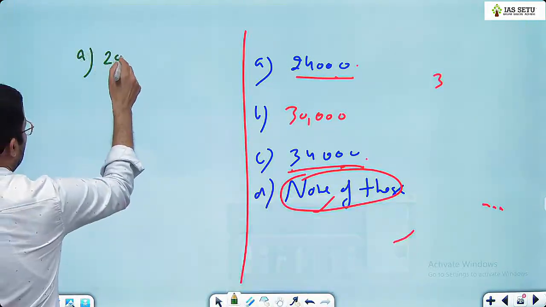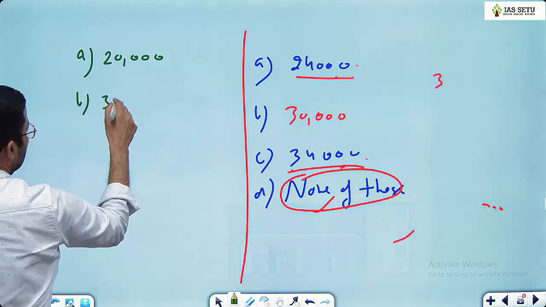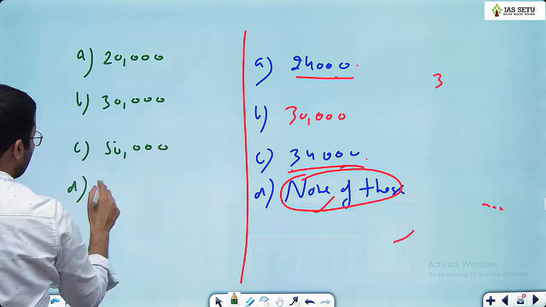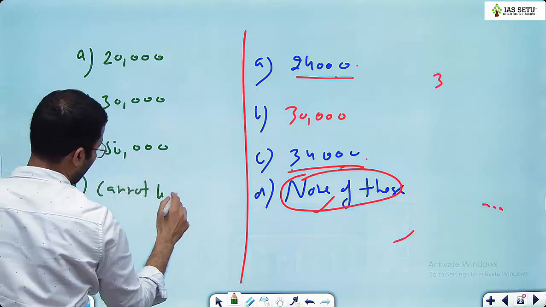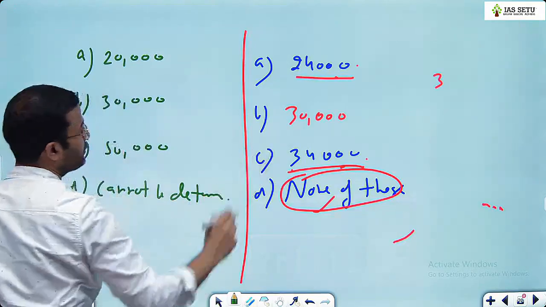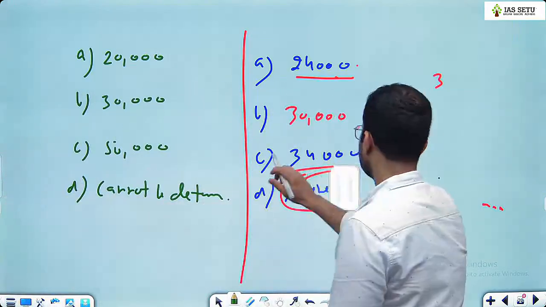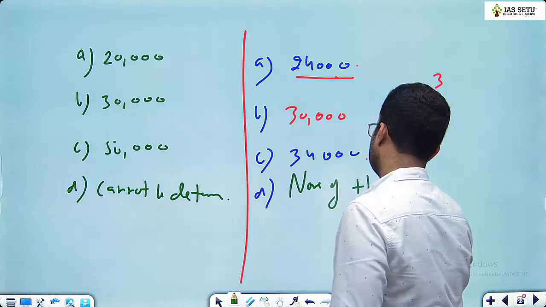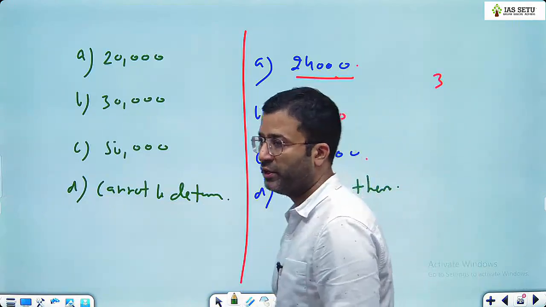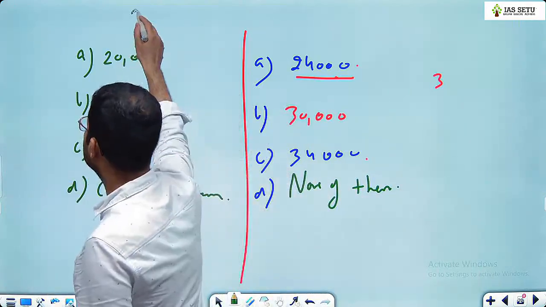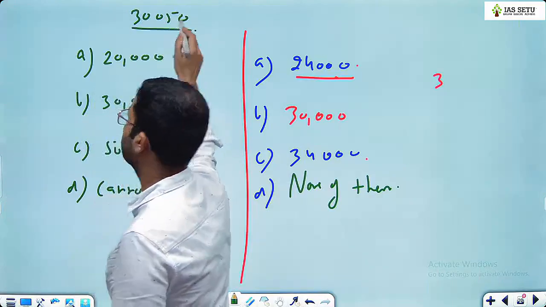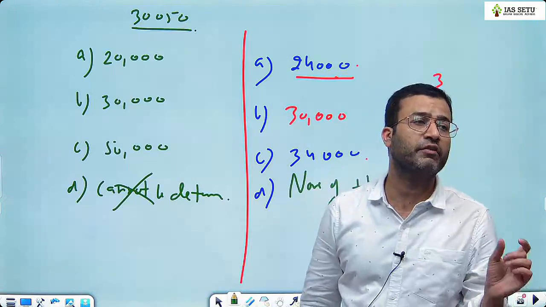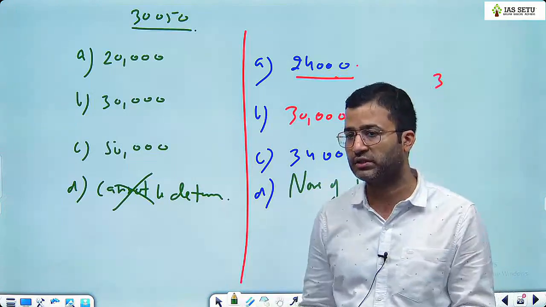Answer option A is 20,000, option B 30,000, option C 50,000, option D cannot be determined. But if answer options are given like 24,000, 30,000, 34,000, none of this. If I calculate that value and my exact value is coming 30,050, I explain cannot be determined where we put, where we don't have a fixed answer, where we have a confusion about answer.